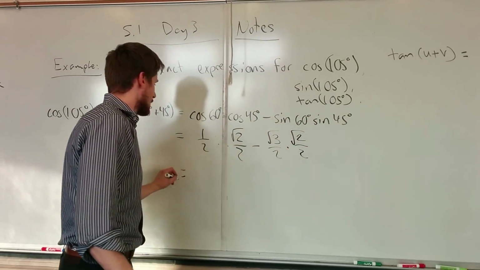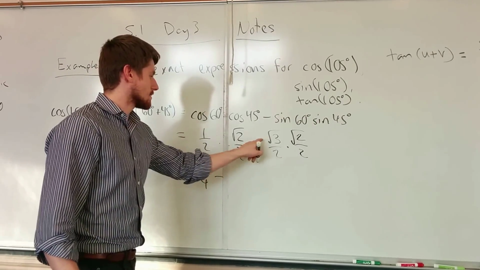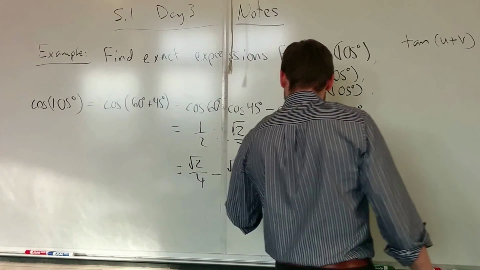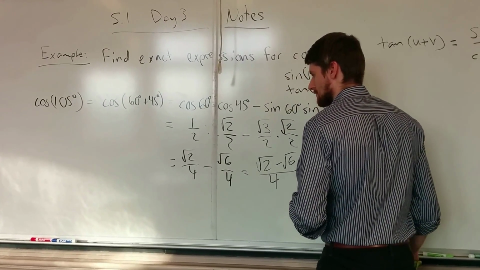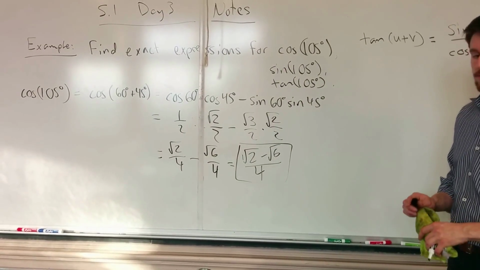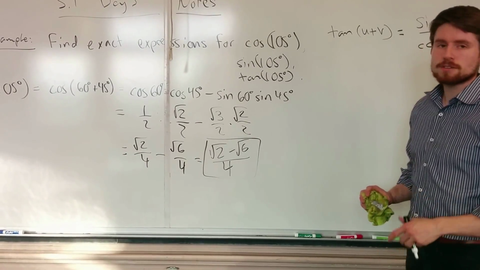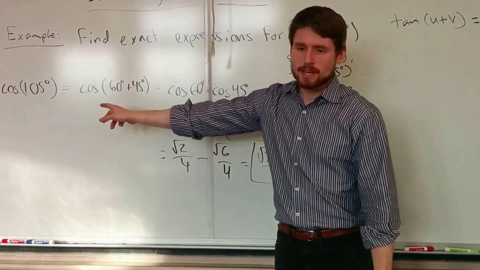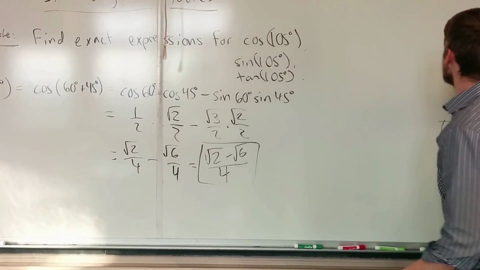So what do we end up getting? 1 times root 2 over 4 minus root 3 times root 2, which is root 6, over 4, which equals root 2 minus root 6 over 4. There's an exact expression for the cosine of 105. Use a calculator to check the answer, and I encourage you to do that. Figure out what this number is approximately. Also type cosine of 105 in and compare your results. They should be equal.